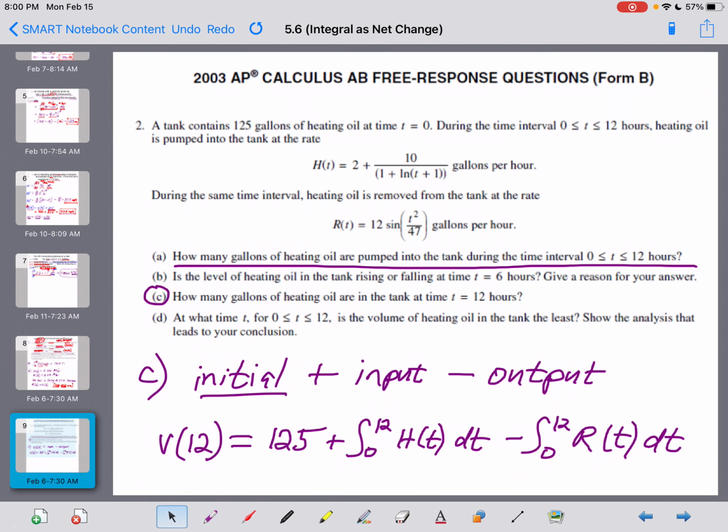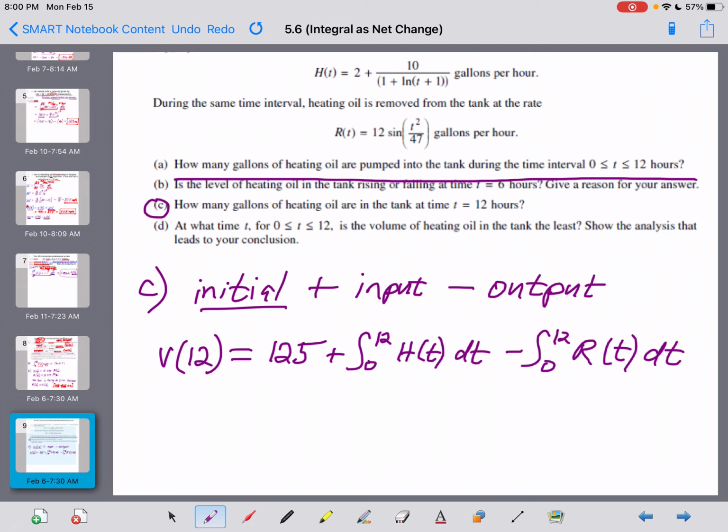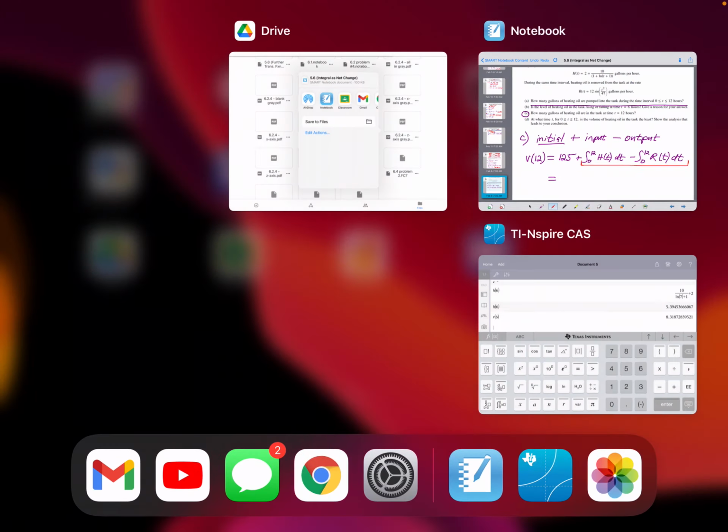And as messy as that expression is, everybody, it's not going to be that bad to put into my calculator. And I'm actually going to show you a trick here. Since these two integrals use the same limits of integration from 0 to 12 and have the same variable of integration, dt, I can put those together into one integral in my calculator. And let me show you what that's going to look like.